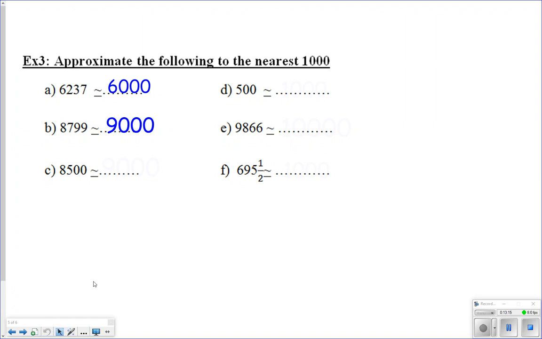9,000. Okay. Question D. We have here 500. And the question is to approximate it to the nearest 1000. But mister, where is the 1000 here? We don't have a 1000. We just have 0 on units, 0 on tens, and 5 on hundreds. Where is the 1000 here?